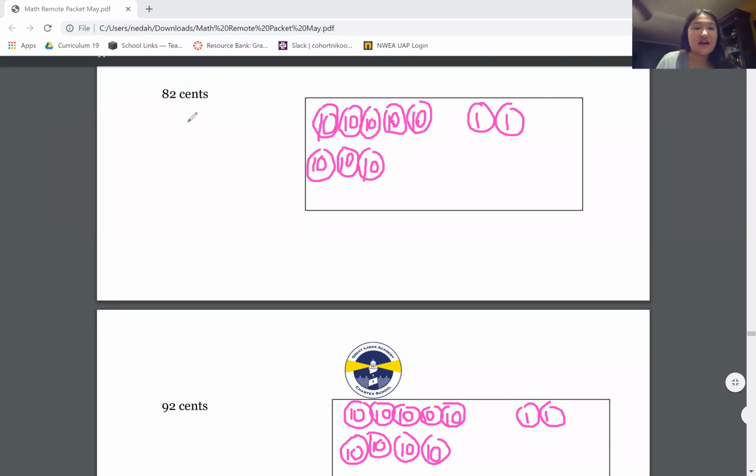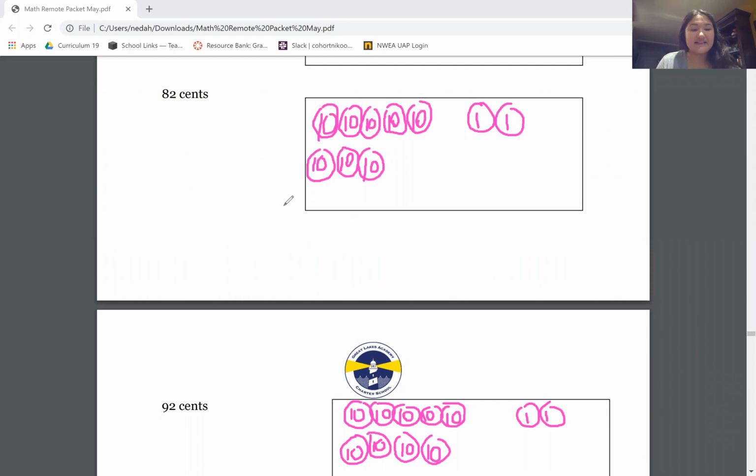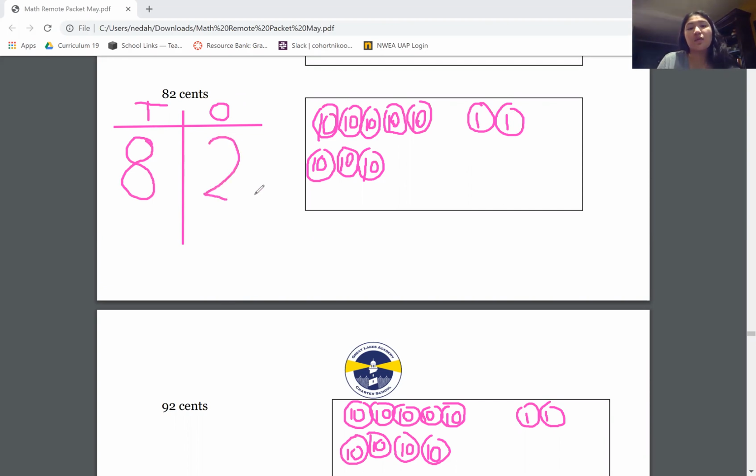I can also use a place value chart to help me organize my information. Here's how you can set up a place value chart on your page too. Draw one straight line going down and then one straight line going across. Then you're going to label it T at the top for tens and O for ones. How many dimes did we draw? We drew 8 dimes. A dime is also worth 10, so that's going to go in my tens column. We drew 2 pennies, and pennies are also worth 1, so we put that in the ones column.